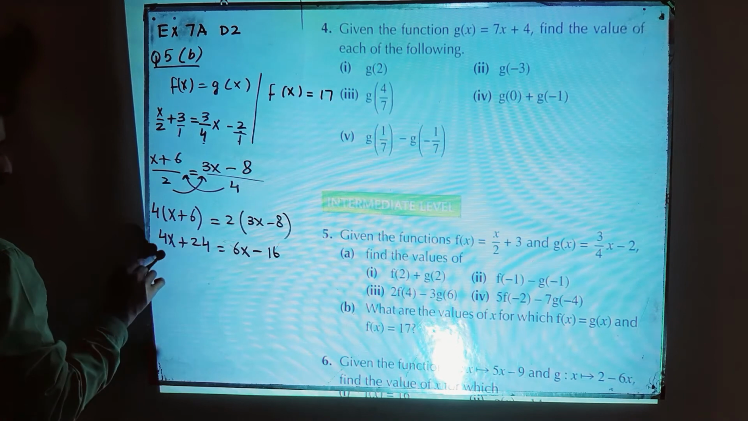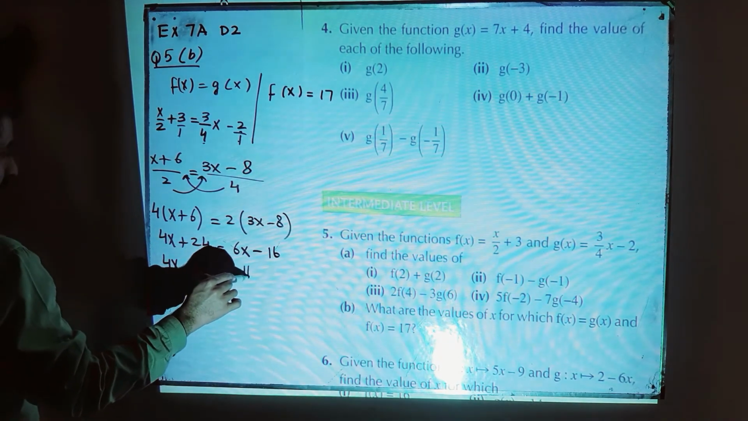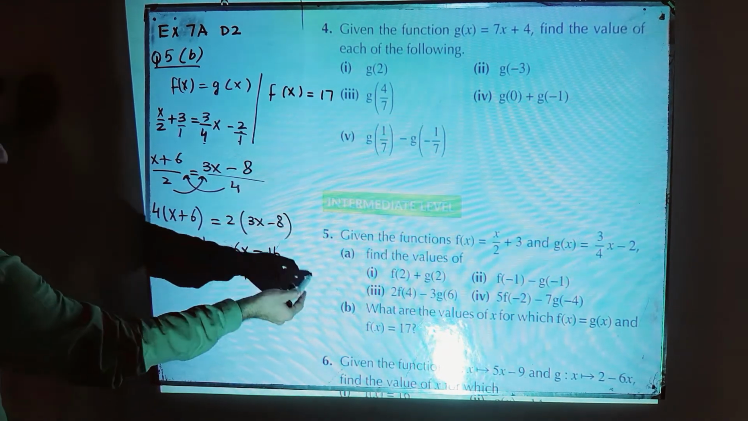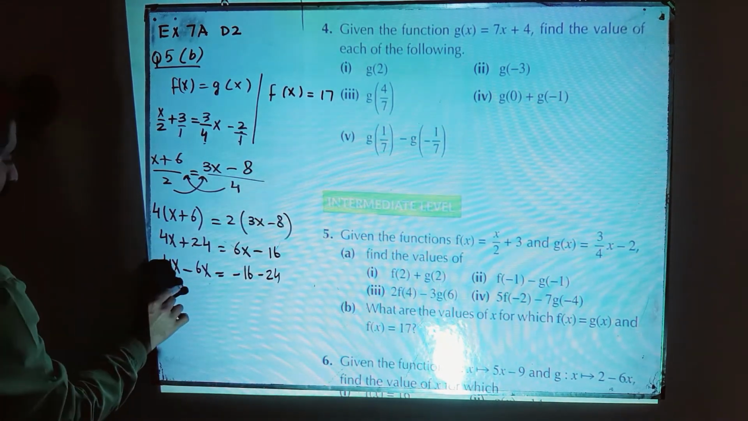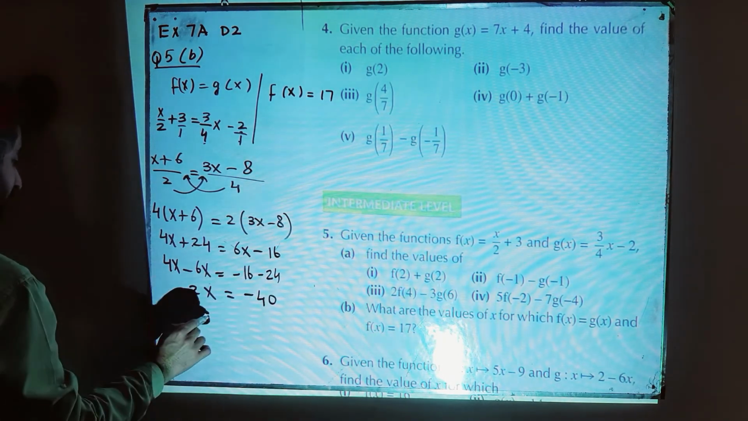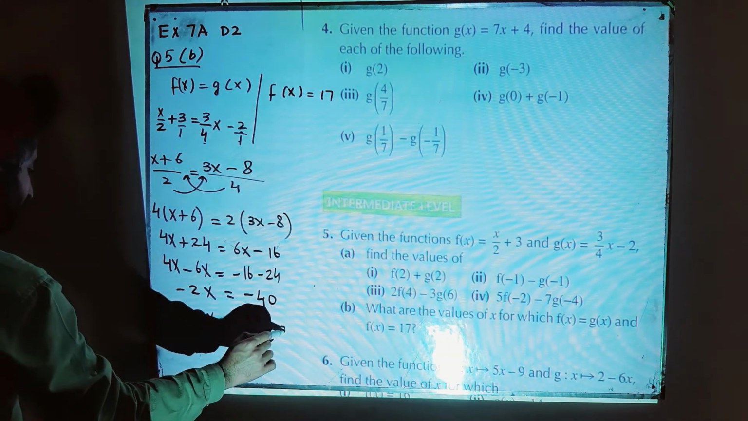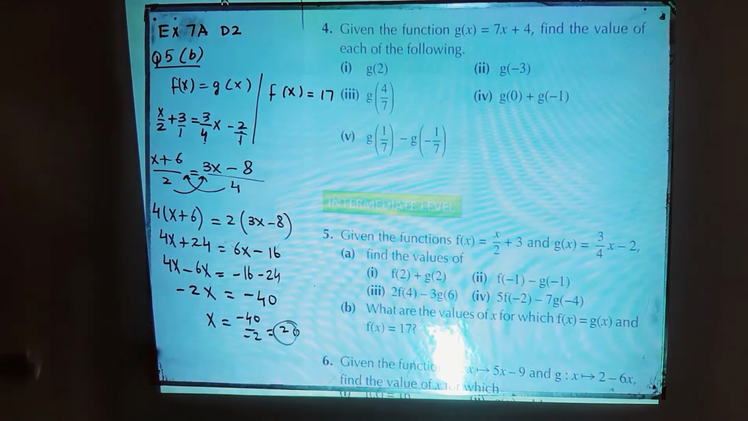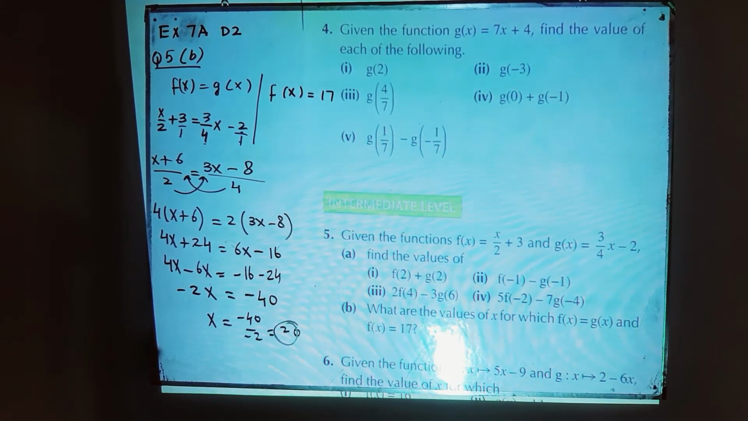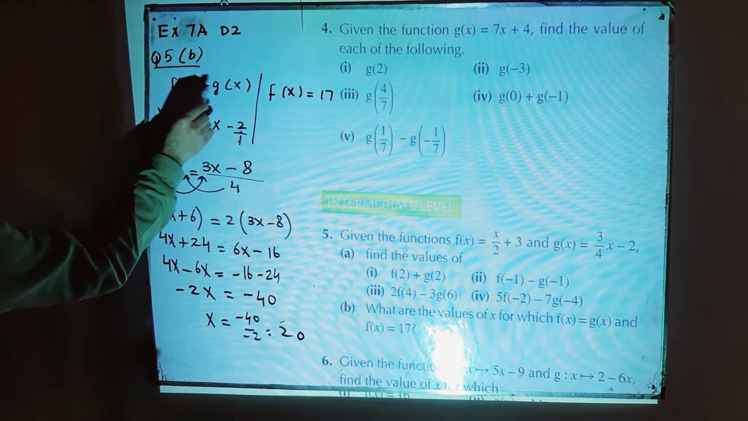Move 6x over here, 4x minus 6x is equal to minus 16 minus 24. When you move plus 24 to the right side, it will become minus 24. It is minus 2x equal to minus 40, and x will be equal to minus 40 over minus 2, that is equal to 20. So x is equal to 20 for that condition, the first condition, when f(x) is equal to g(x).